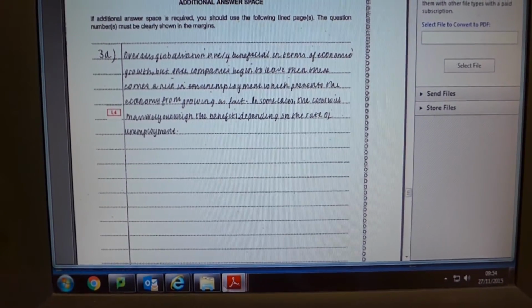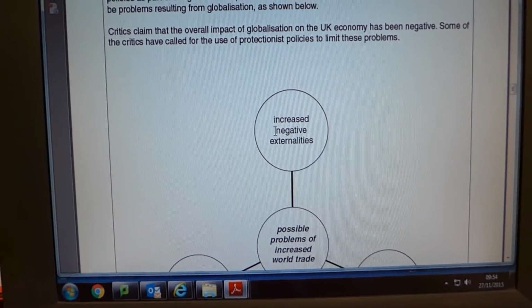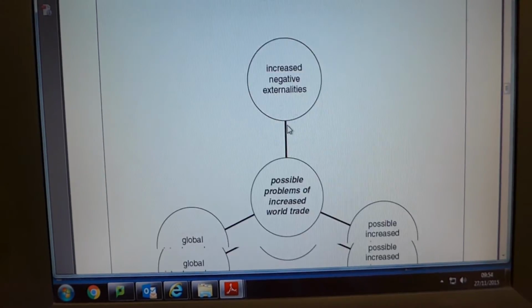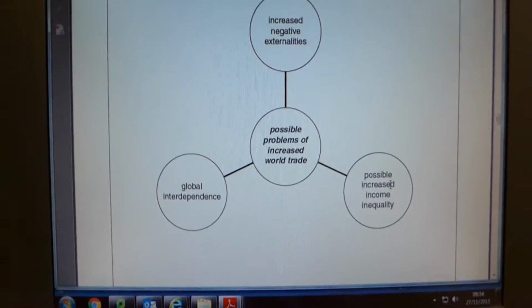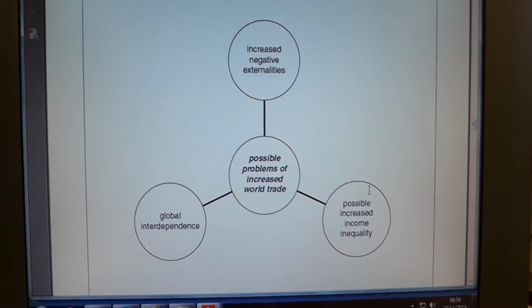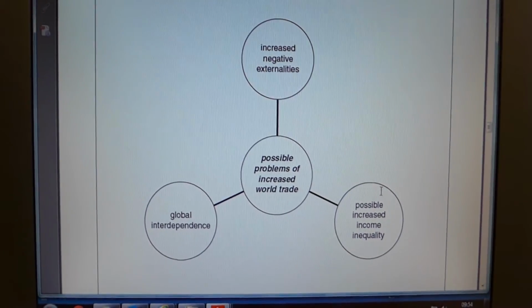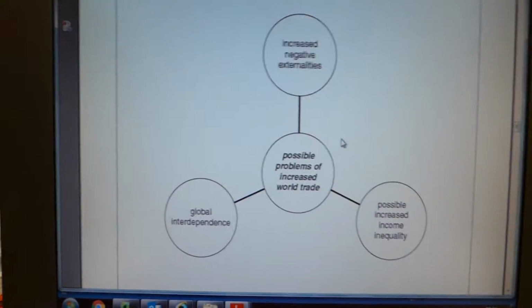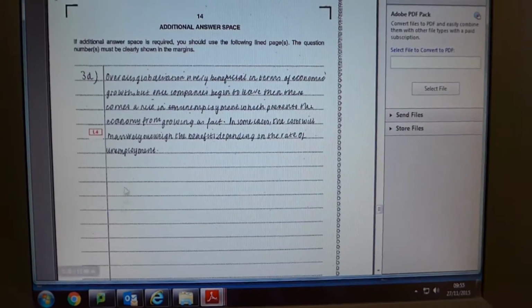Now again, I say to you, look at the pre-release material. There's all sorts of stuff here about the costs, negative externalities, global interdependence, increased income inequality. All of those can be used in your on the other hand. These are the disadvantages of globalization. So make use of the pre-release material. It is there to support and to help you.